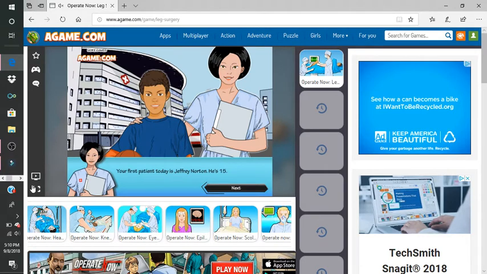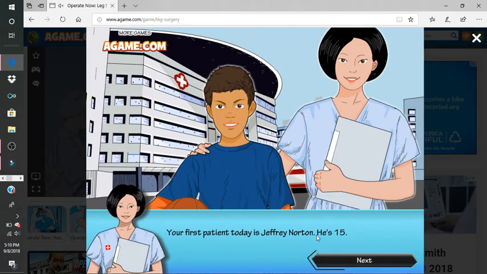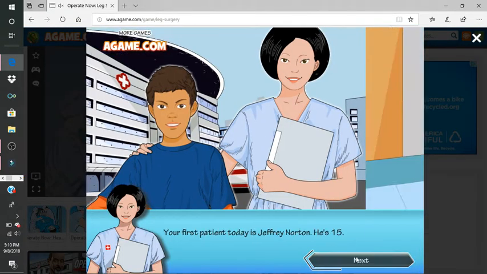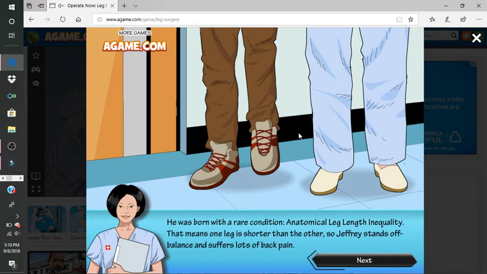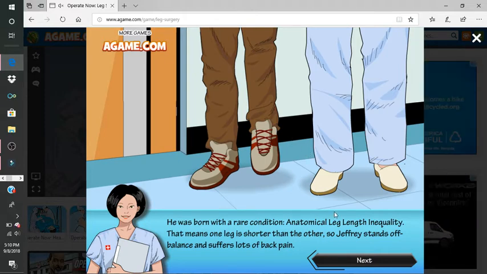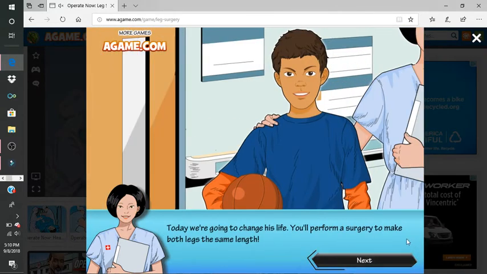But anyway, let's start. So our patient is going to be Jeffrey, and he's 15 years old. He has an anatomical leg length inequality, which means that one leg is shorter than the other, so Jeffrey stands off balance and suffers a lot of back pain. So we're going to be performing surgery.